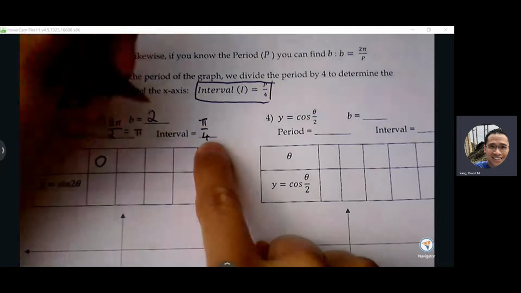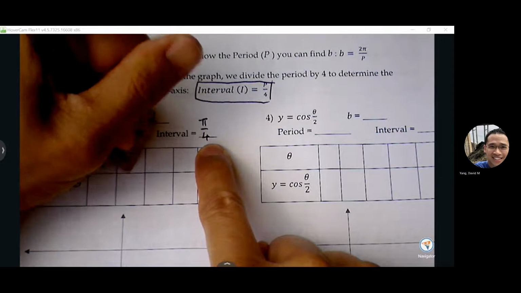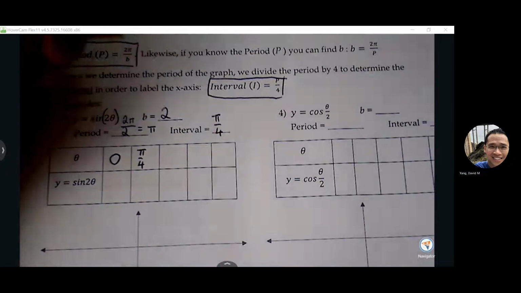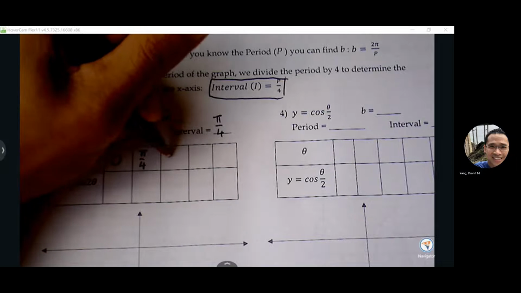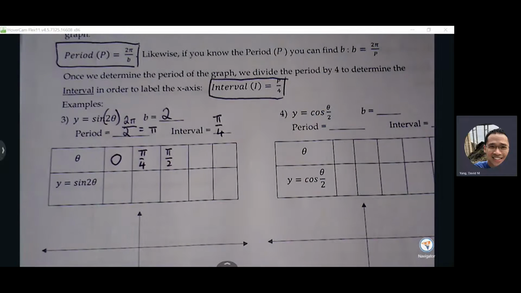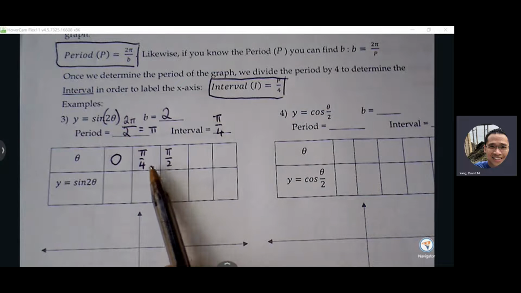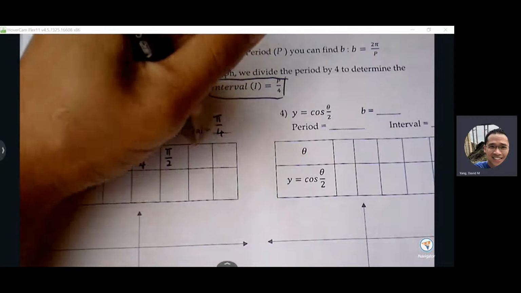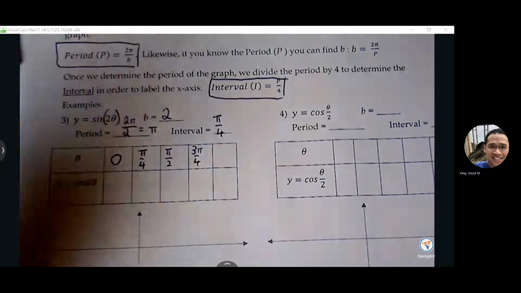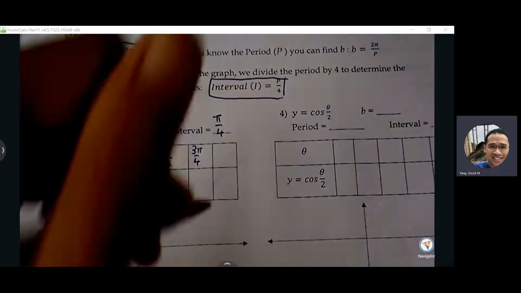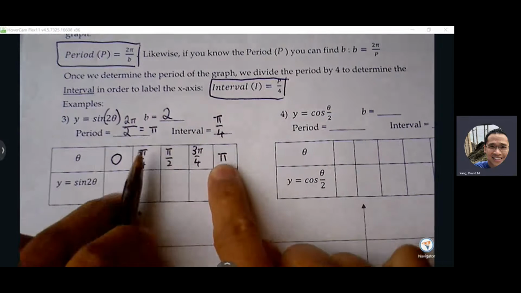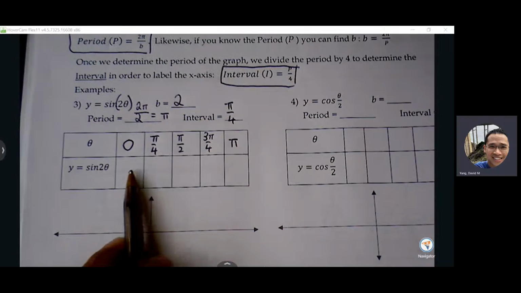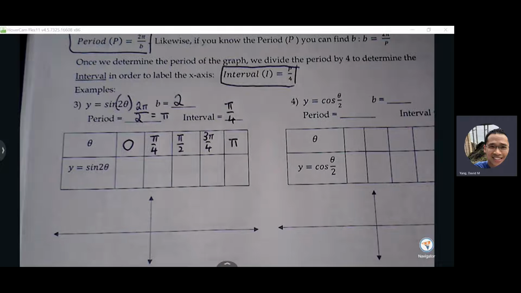Okay, so 0 plus pi over 4 is pi over 4. Pi over 4 plus pi over 4 is 2 pi over 4, which is the same thing as pi over 2, right? But I'm going to reduce it, but I'm still going to keep that 2 over 4 in my head. 2 pi over 4 plus 1 pi over 4 is 3 pi over 4. And then 3 pi over 4 plus pi over 4 is 4 pi over 4, which is pi. And this should always match, assuming we're starting at 0. But for now, it's always going to start at 0.